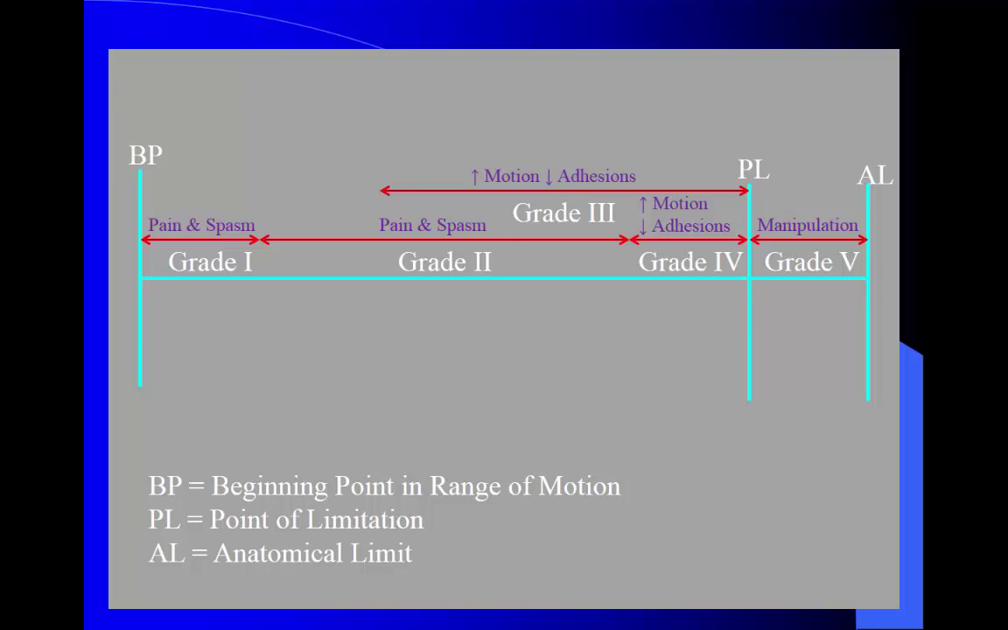Grades 1 through 4 mobilizations occur between the beginning point in the range of motion and the point of limitation. The point of limitation could occur from muscle spasm, pain, or overall tightness. A grade 5 mobilization pushes the joint beyond the point of limitation and up to the anatomical limit. If we surpass the anatomical limit, there is a good chance that we will dislocate the joint.